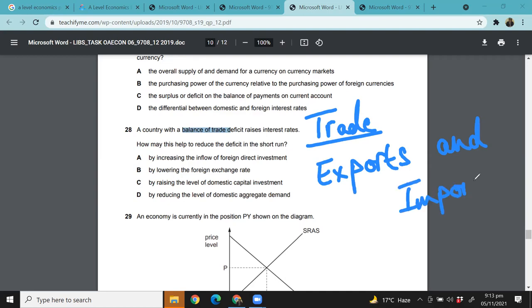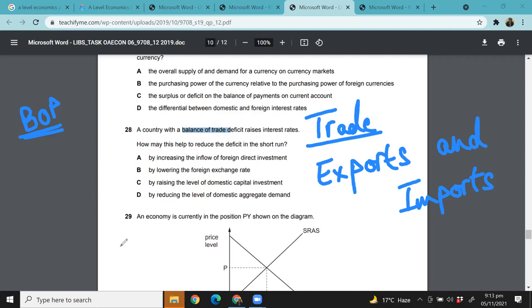So listen to me again. It clearly said that there's a trade deficit. It did not say balance of payments deficit. There's a huge difference between balance of payments, which talks about all the transactions, and trade, which is only about the exports and imports, right?